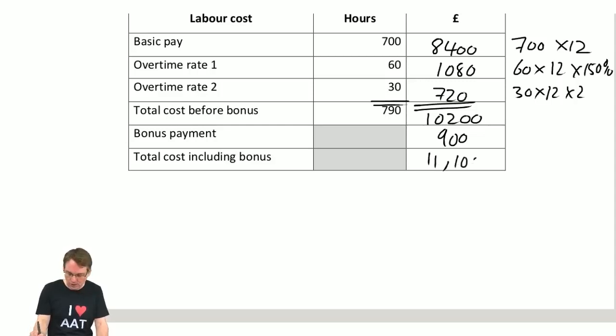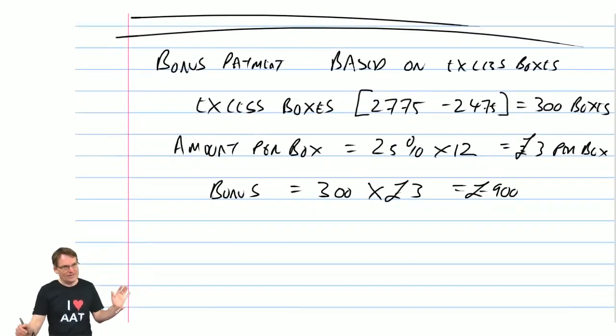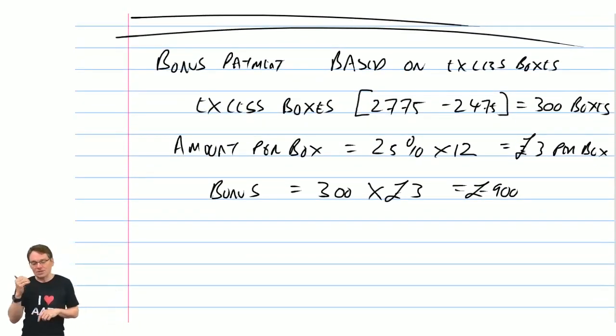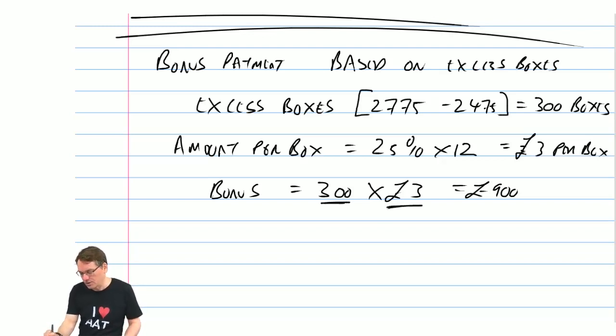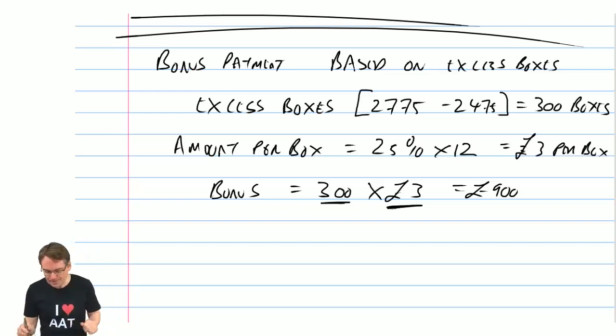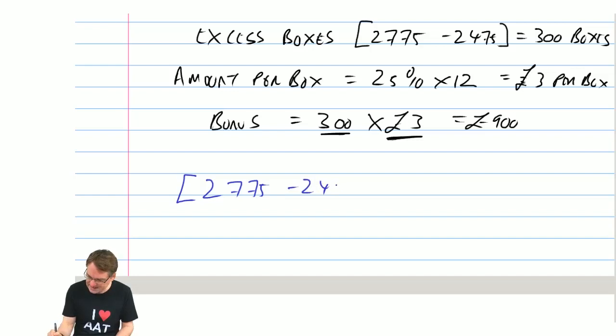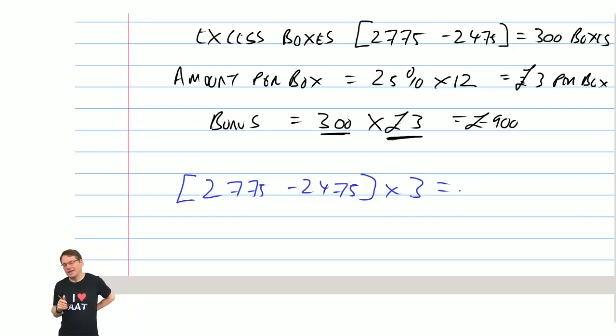Now, again, I just believe in doing things slowly, and writing it all down means on your calculator you do one bit at a time. I have got 300 times £3, one number simply multiplied by another number. The reason I mention this is that if you try and do it all in one go, 2775 minus 2475 times 3, what your calculator might do, because this is the way that some calculators will do things.